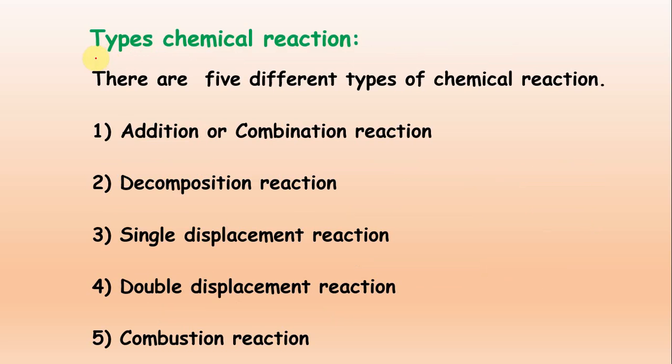Now these are the different types of chemical reaction. There are basically 5 main types of chemical reaction. Number one is addition or combination reaction. Second is decomposition reaction. Third is single displacement or single replacement reaction. Fourth is double displacement or replacement reaction. The last one is the combustion reaction. So these are the 5 different types of chemical reaction. Now we will discuss them one by one with definition and example.